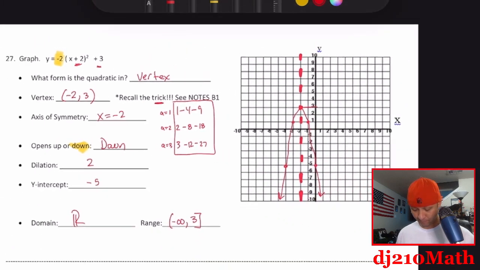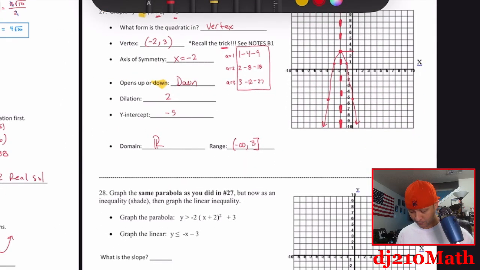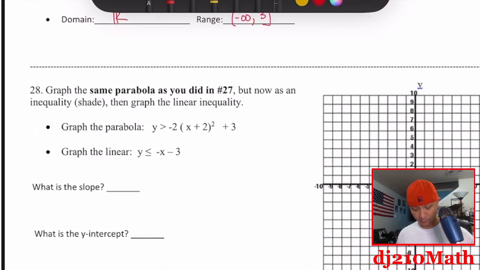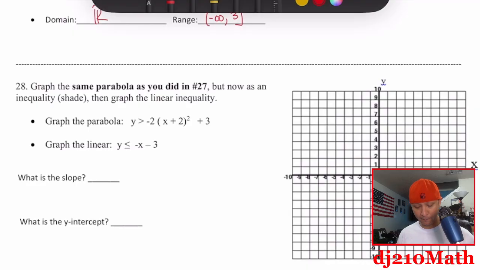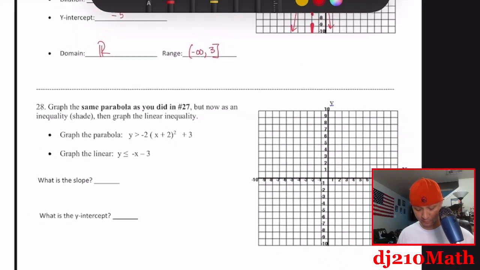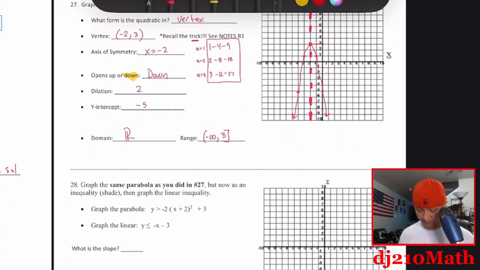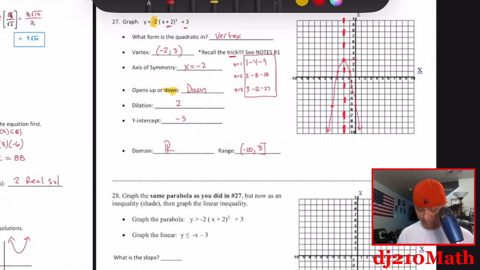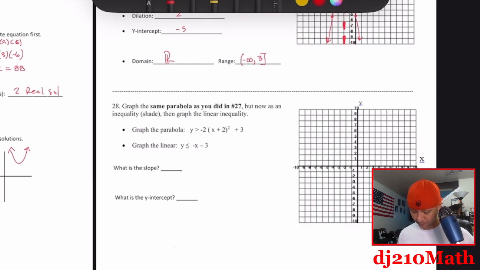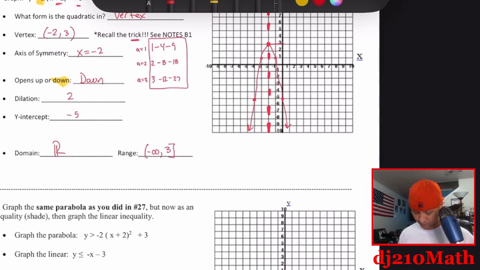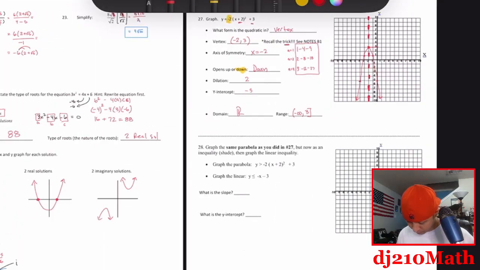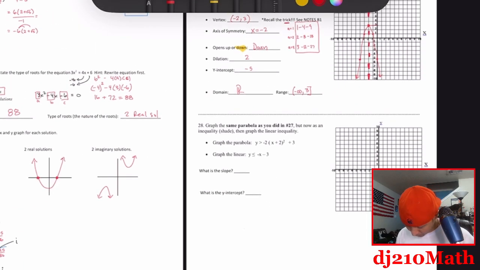Okay. We made it. Last problem. Let's go. What are we doing here? Graph the same parabola as you did in number 27. Okay, so are they the same ones? Yeah, they are. So basically, graph it again. Let me get my points. I'm just going to graph it real quick.